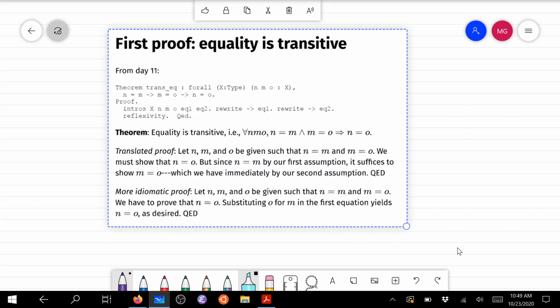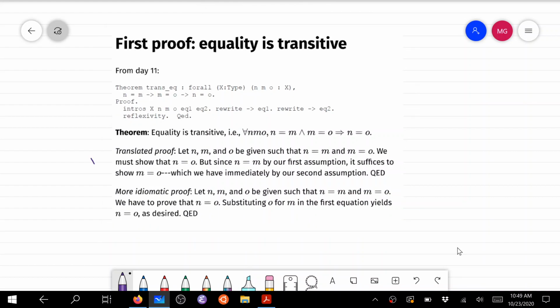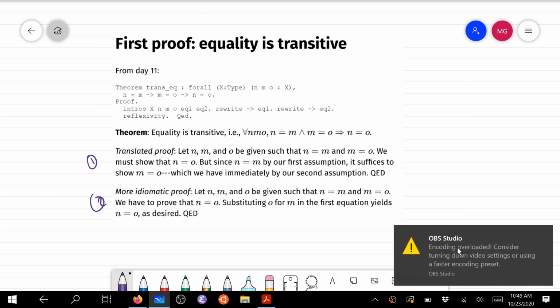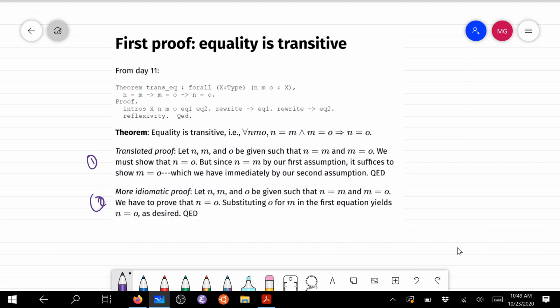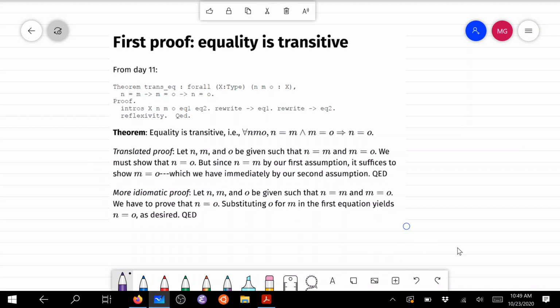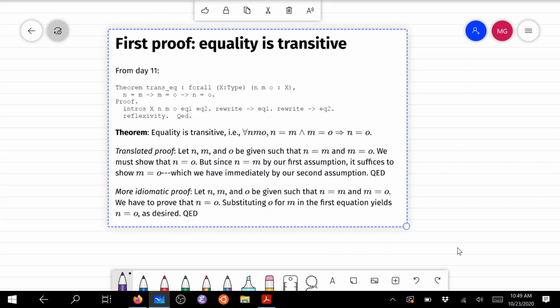So for this first one, I've actually given you 2 proofs, 1, 2. And these 2 proofs are just showing 2 different ways in, one that more closely follows what's written in Coq, and one that is maybe a little bit more idiomatic. Okay, so let's get started.